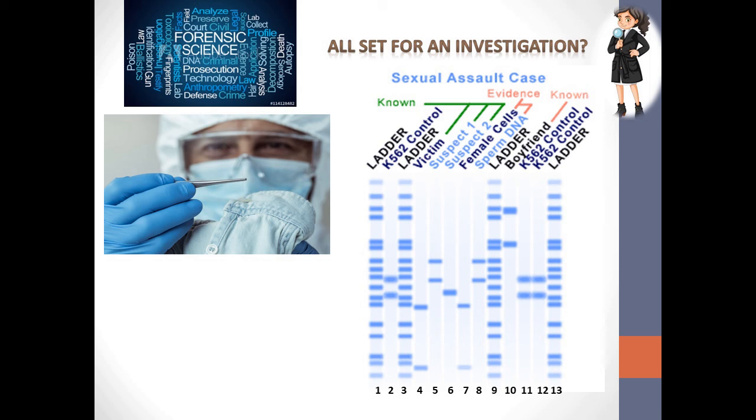All the samples were digested with restriction enzymes, and following Southern blot and hybridization, the RFLP patterns were obtained as follows. Who do you now think is the most probable offender of the three males? Suspect 1, Suspect 2, or her boyfriend?